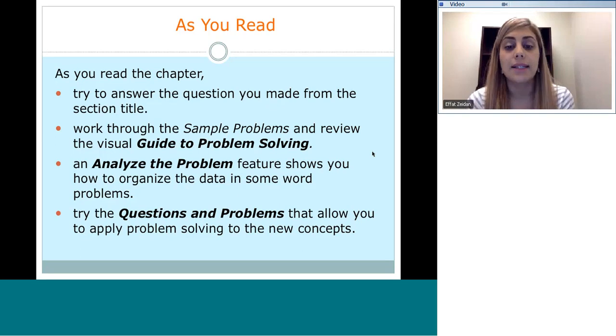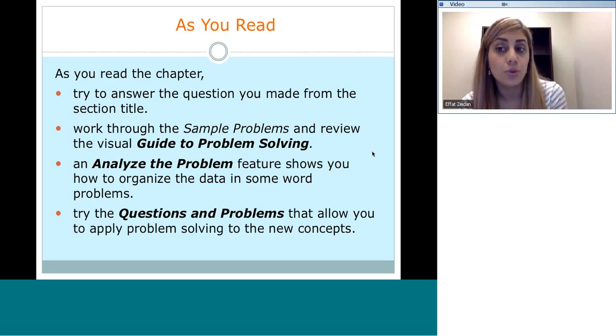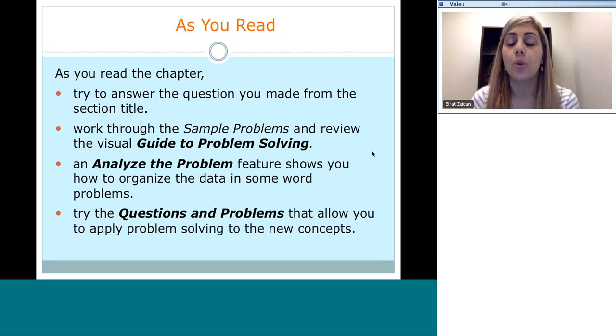And analyze the problem features, which show you how to organize the data in some word problems. Sometimes you might have a word problem and you don't know how to identify your given from the unknown that you're expected to calculate or report. So analyzing the problem will help you to identify each component and write down your problem in a way that will make it easier for you to solve. Try the questions and problems as well that allow you to apply problem solving to the new concepts.